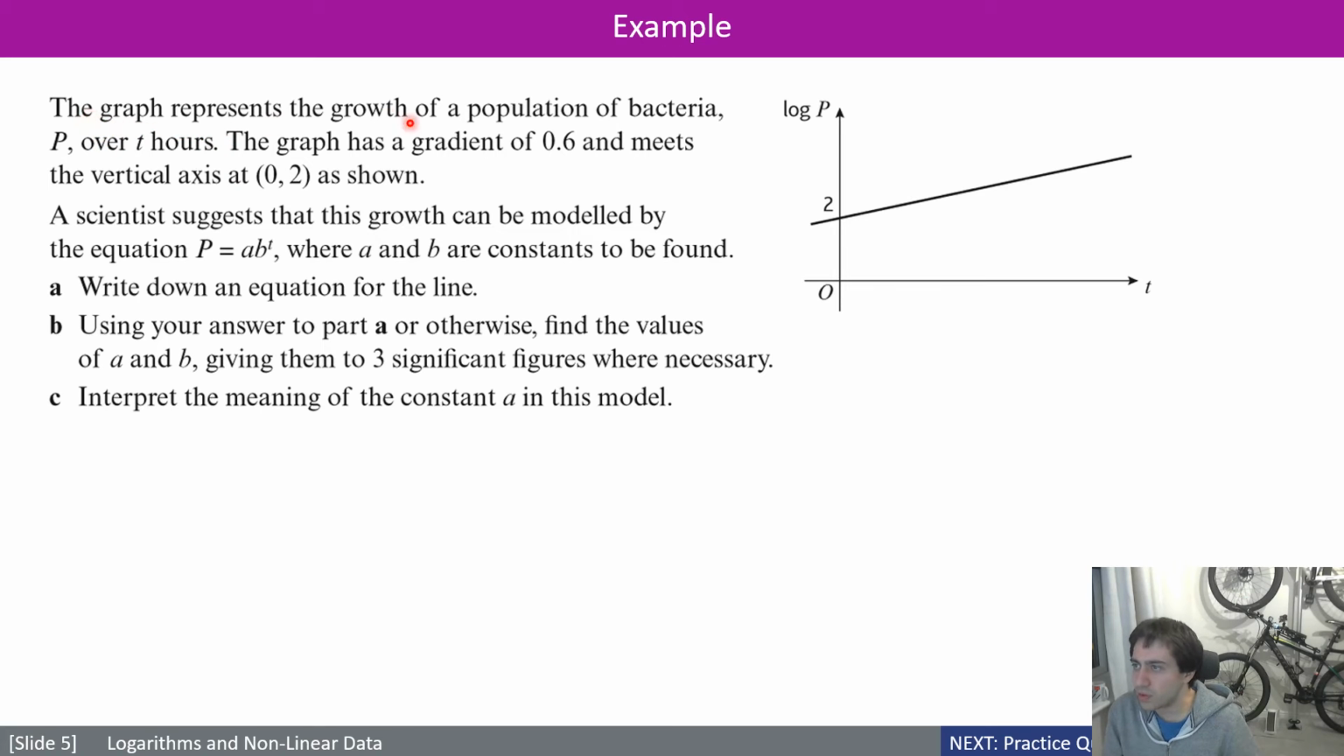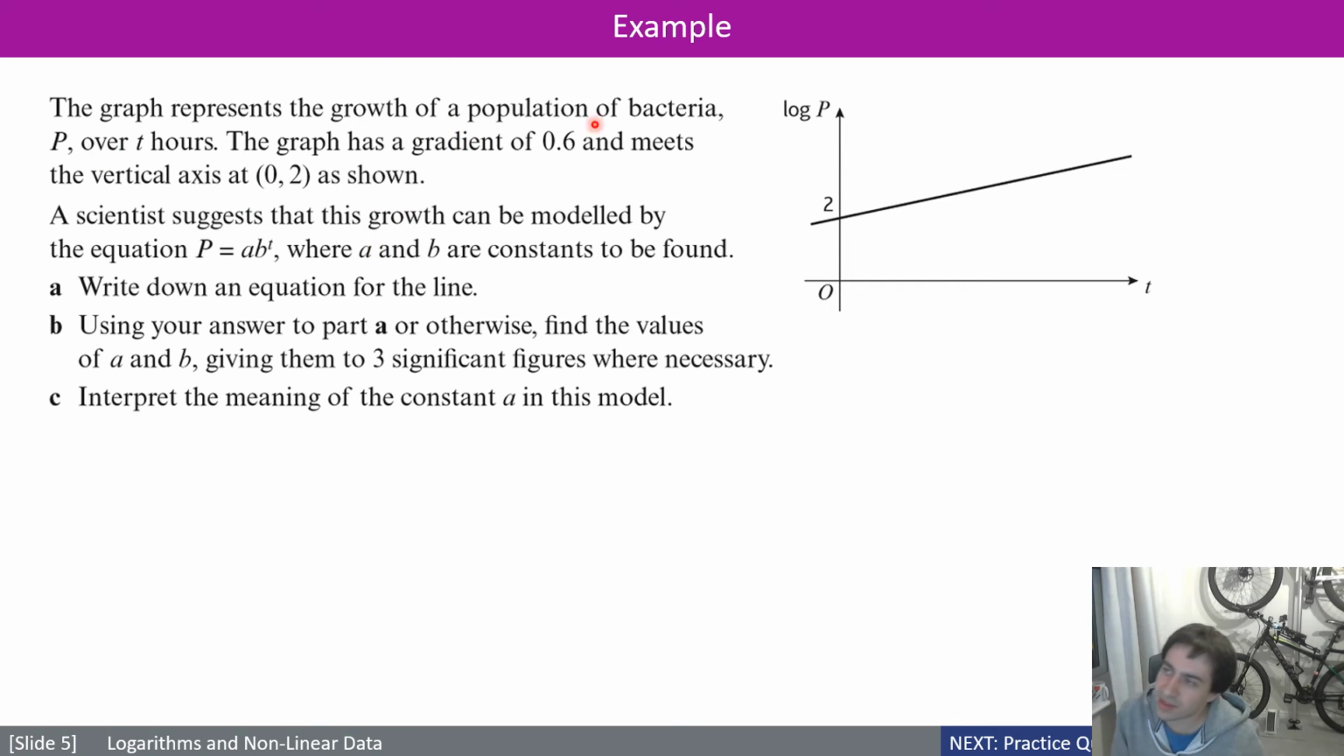Okay, so we've got growth of a population of bacteria over t hours. So we've got t on the x-axis and p on the y, at least originally. This picture here is the coded version, presumably, because you've got log. The graph represents the growth of a population of bacteria over t hours. Okay, I might disagree with that in a moment, but let's continue reading. The graph has a gradient of 0.6 and meets the vertical axis at 0, 2 as shown. A scientist suggests that this growth can be modelled by the equation p equals ab to the t, where a and b are constants to be found. Write down an equation for the line.